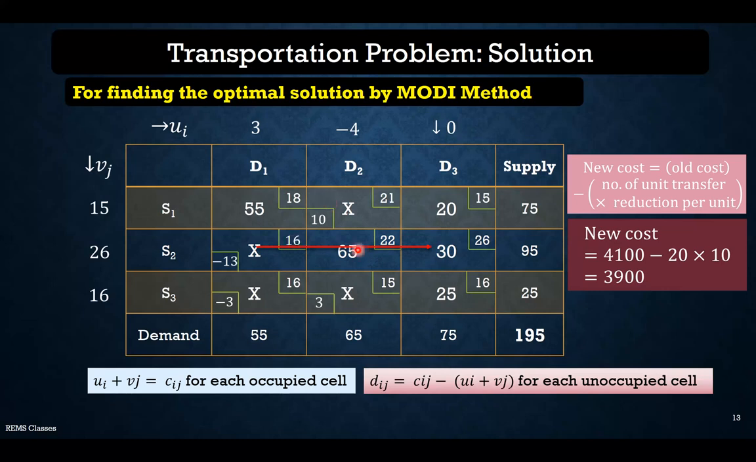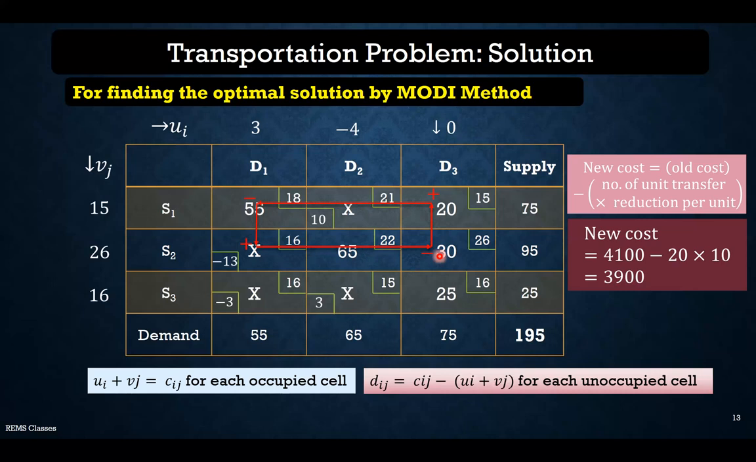So what we have to do, we advance to this cell, and again we can make a turn over here, and then we'll close the loop. We can form a closed loop like this. So again we'll put alternating positive and negative signs. We will start by assigning a positive sign for this cell, then negative, then again positive and negative. Out of these two negative values, minus 55 and minus 30, the least value is minus 30.